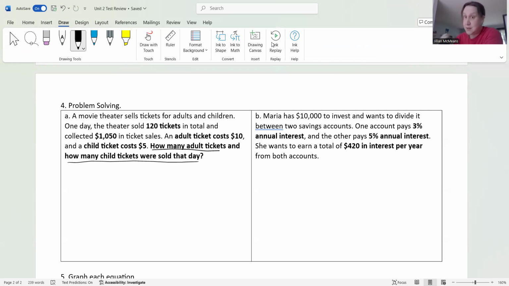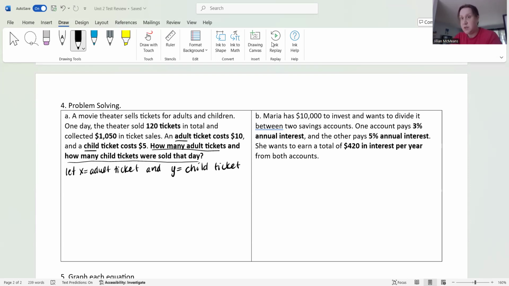So let's go ahead and assign variables. When you're doing word problems, you can assign really any kind of variable you want. Since we're looking for adult tickets and child's tickets, you could use A's and C's, you could use X's and Y's, you could use any variable you want. So go ahead and assign your variables. Let's say we let X equal an adult ticket and Y equal a child ticket.